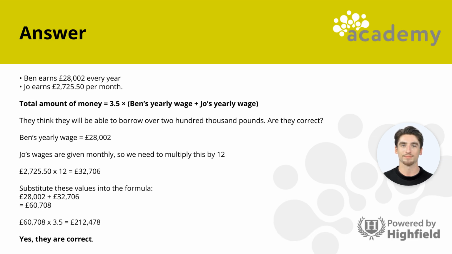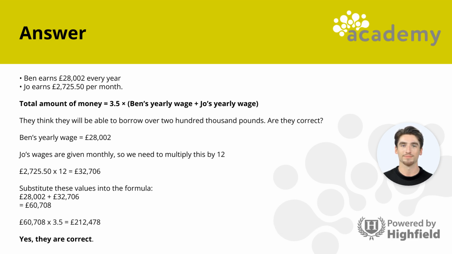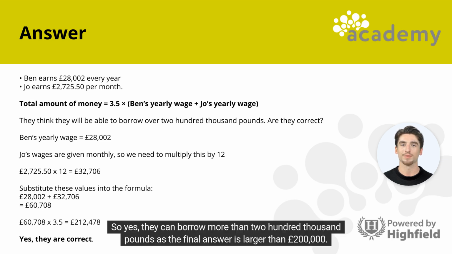£200,000. We need to multiply their total yearly income by 3.5. 3.5 times £60,708 equals £212,478. So yes, they can borrow more than £200,000 as the final answer is larger than £200,000.